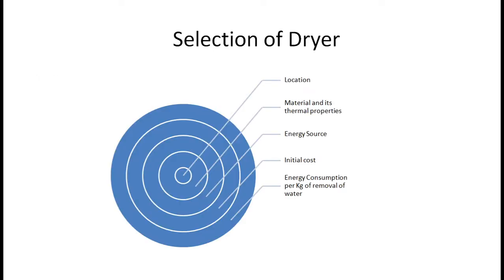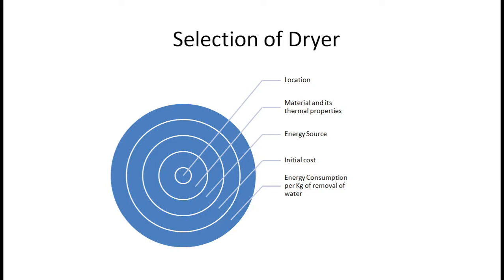Now, a very important point about the dryer is the selection of the dryer. How will we select the different types of dryer for our process? The first one is location. Second is the material and its thermal property. This factor, thermal properties, is very important.